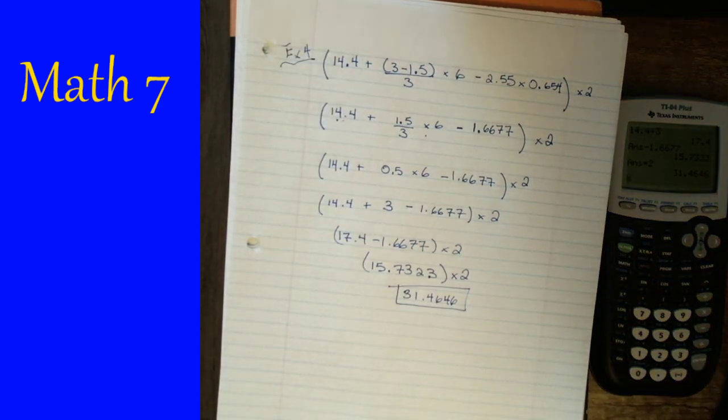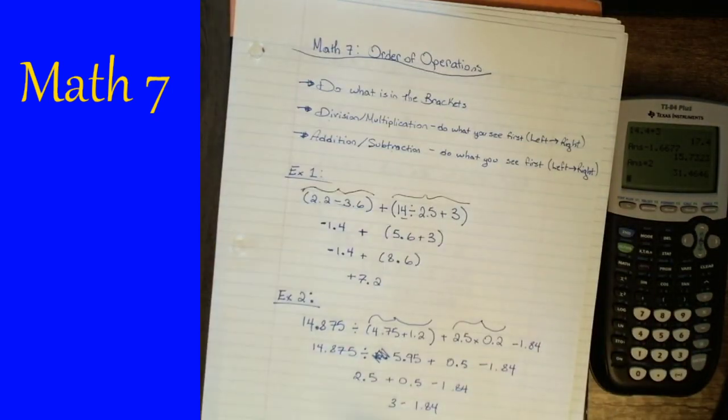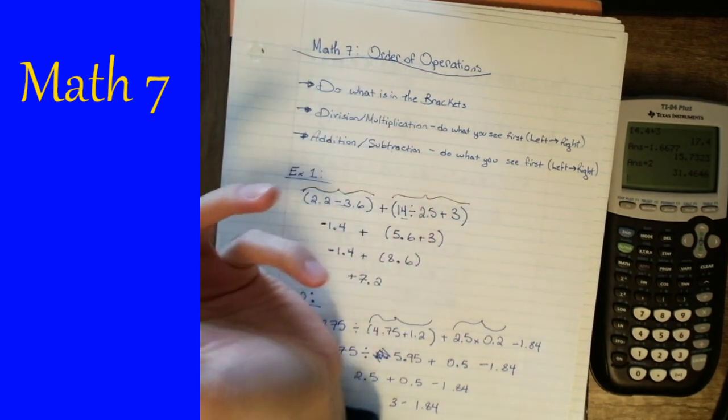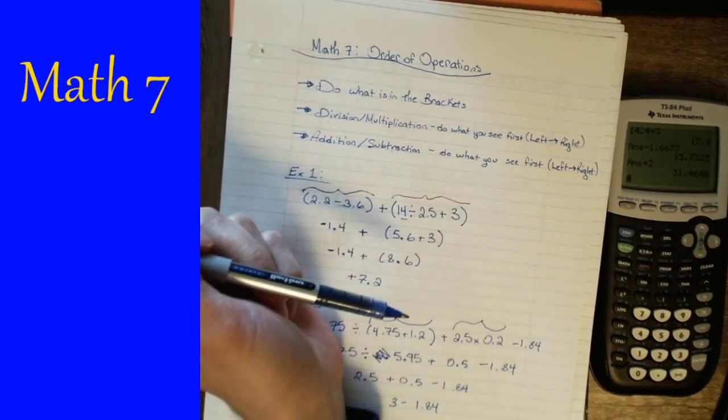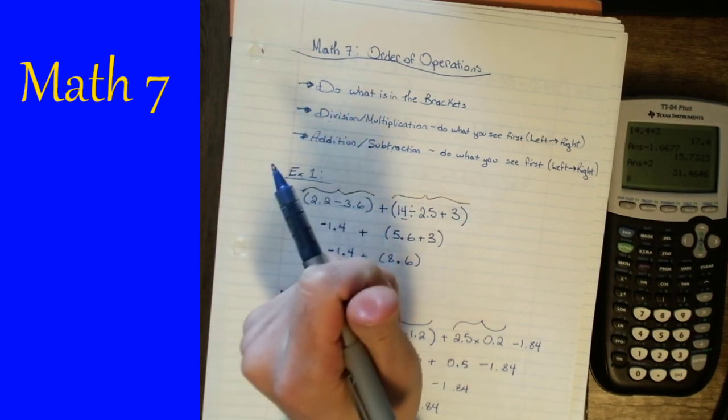Now, that should be everything you need to know in terms of order of operations. Just keep in mind the basic rules here. Do what's in the brackets first, followed by your division or multiplication, followed by your addition or subtraction.